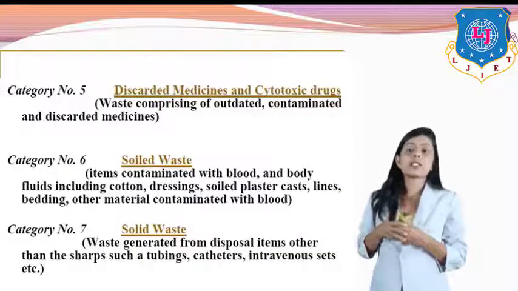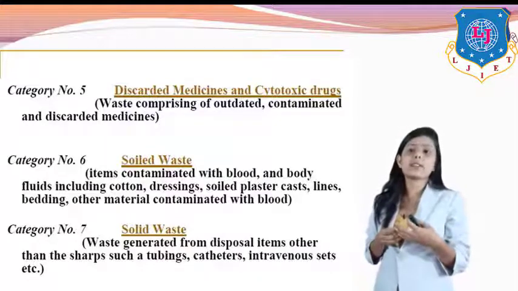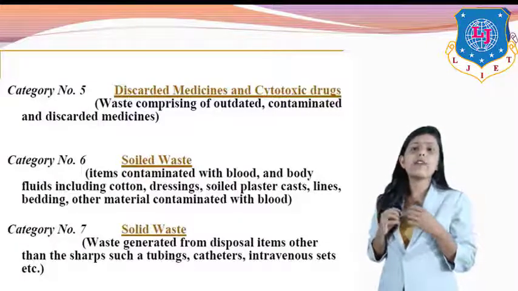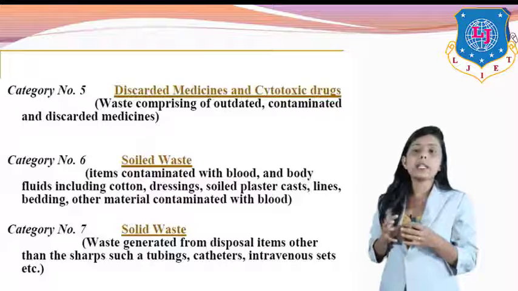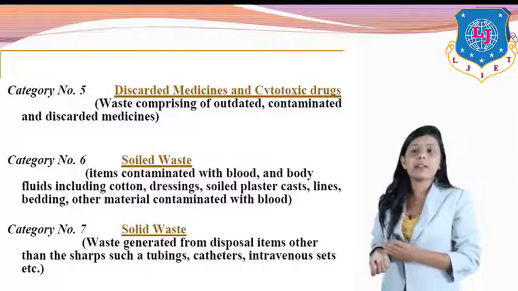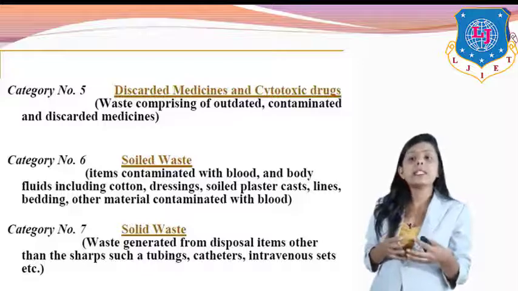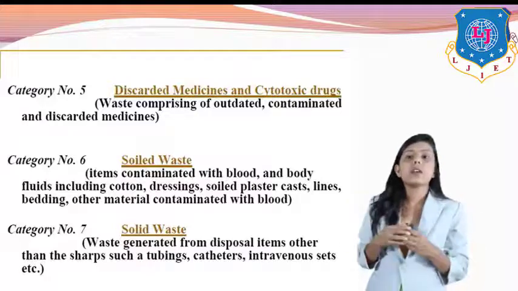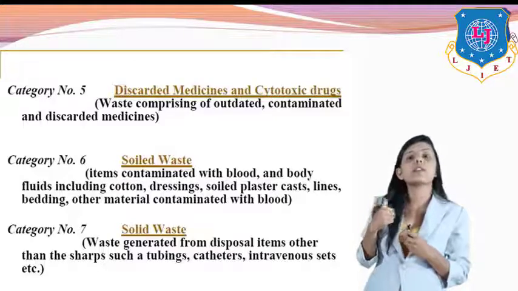Category 5 waste is discarded medicines and cytotoxic drugs. So expired medicines, contaminated and discarded medicines are in category 5 waste. Category 6 is soiled waste. Items contaminated with blood and body fluids, including cotton. Cotton is used to clean blood, so then it is soiled waste. Plaster casts, linen, bedding, and other material contaminated with blood, such as a bed sheet which may have blood stains, are known as category 6 waste, soiled waste.